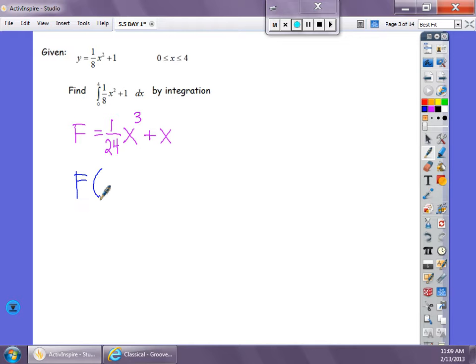Ramsey, what do you get? Did I give you enough time to get f of 4? What'd you get? That is correct. 20/3 is correct. Alright, let's see. F of 0, Annie, easy one. 0. Alright, so what is our actual, just kidding, our integral? I was about to say antiderivative.